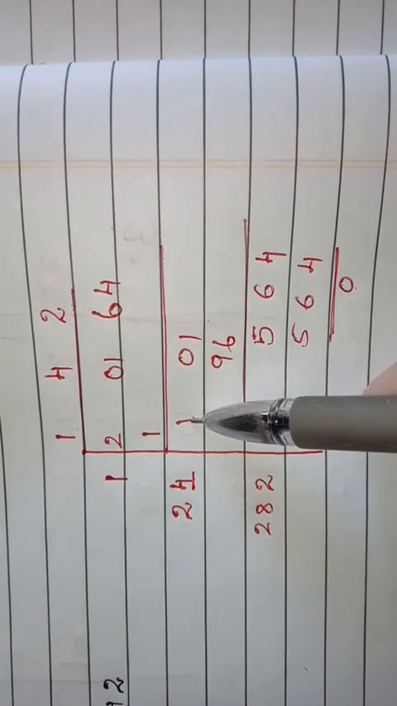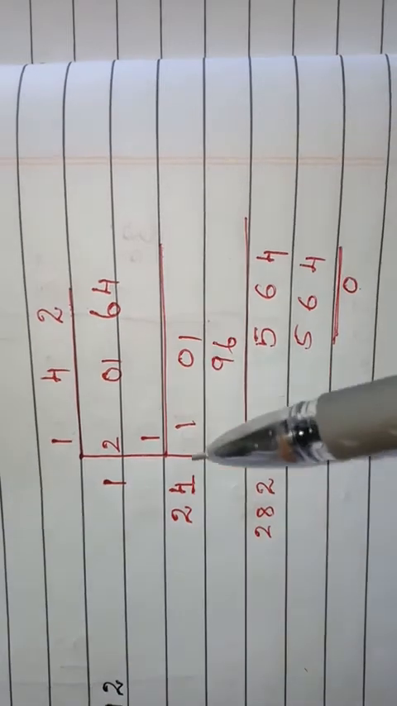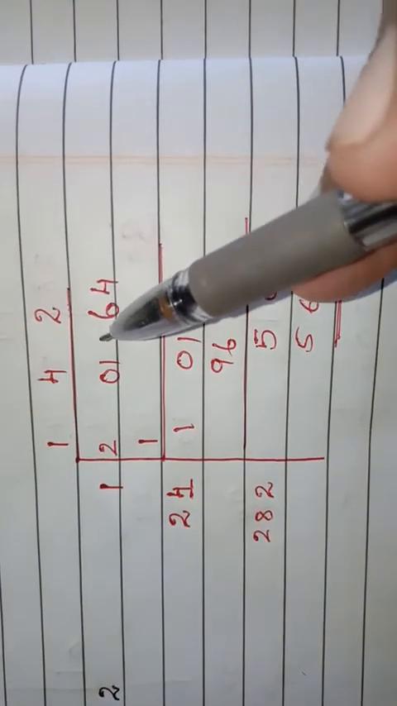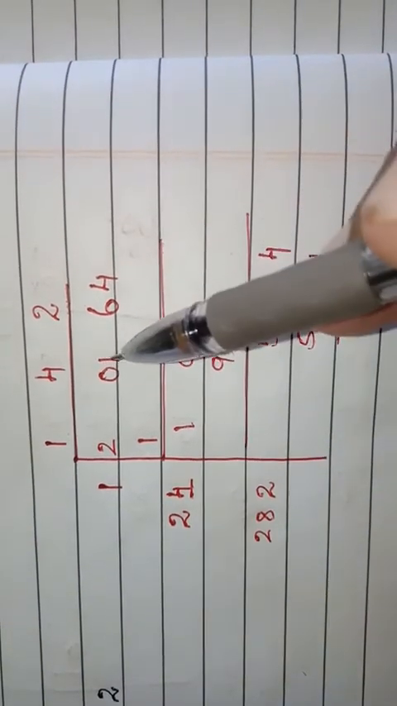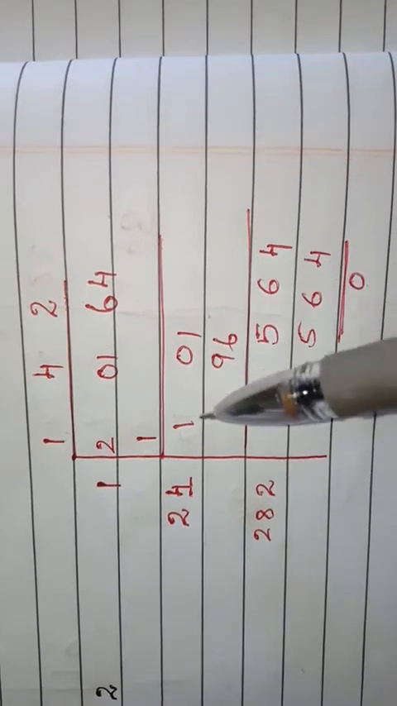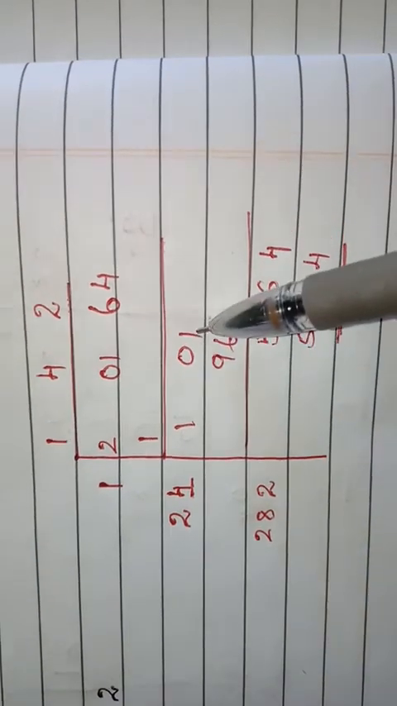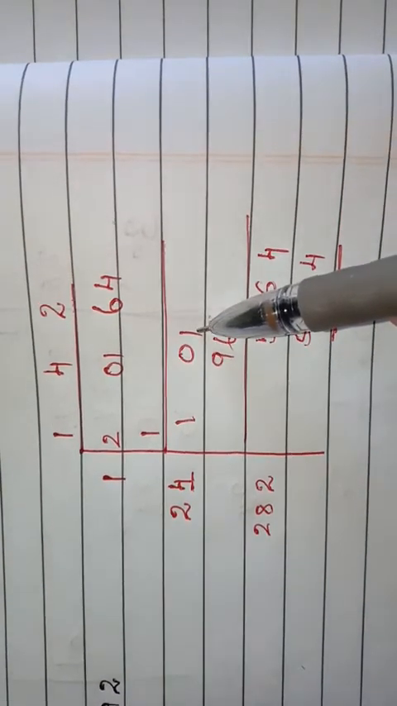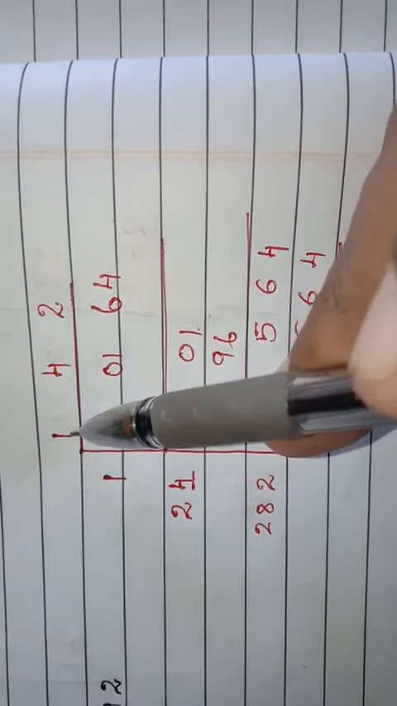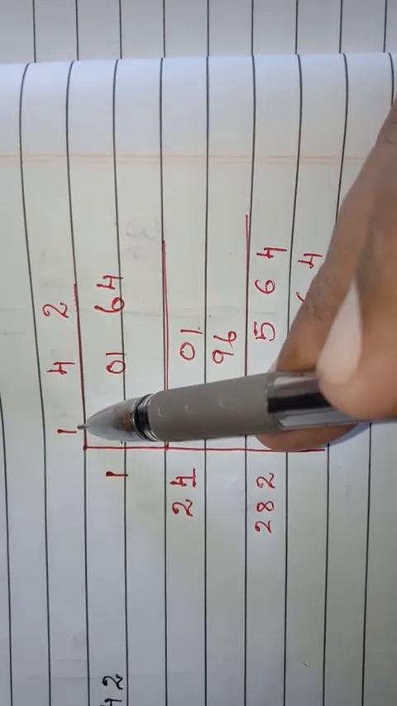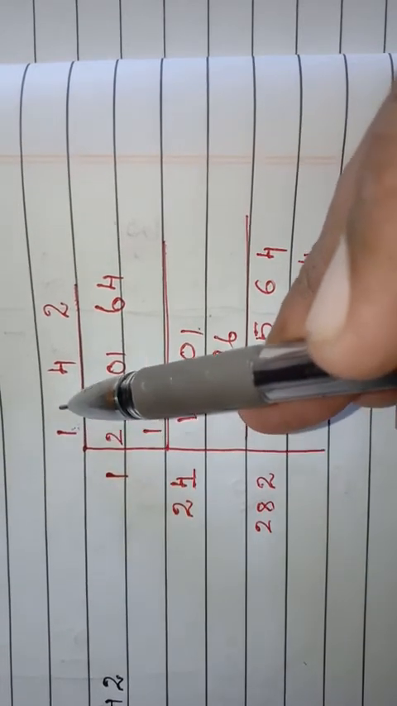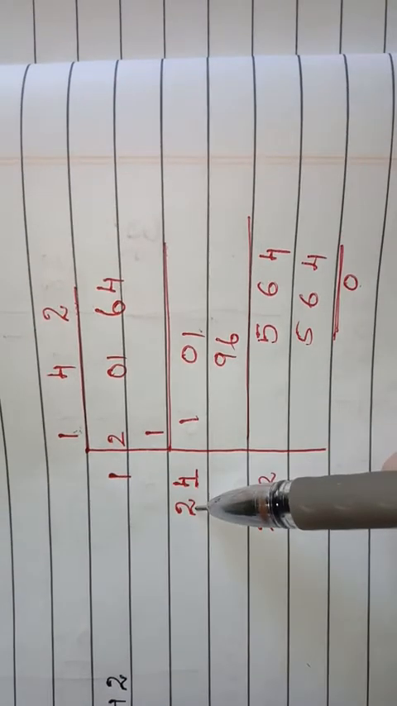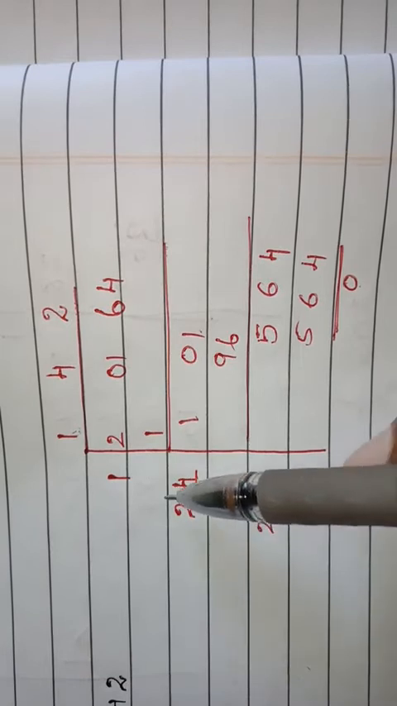Then, same as in division, we have to take down the next period, the next group as such. So the next period is 01, so write 01, then it will become 101. Now the next step: our first quotient was 1, we have to double it. So double of 1 means 1 multiplied by 2, the answer is 2. Okay, now we have to find the new divisor. This is the new divisor.